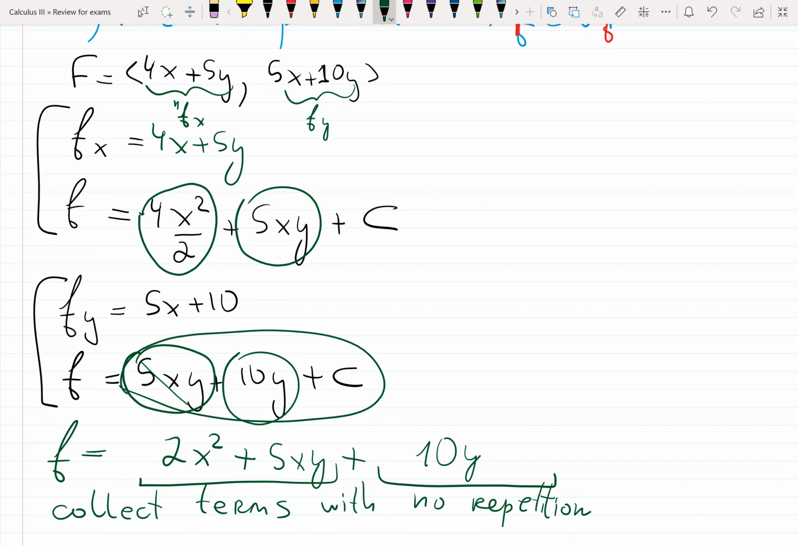Squared over 2. But that's a different topic that I just messed up. The idea is how you collect them. Yeah, I just noticed, for 10y I lost the y, so it will be y squared over 2, which is 5y squared. But the point is to collect with no repetition. I think you do it in a way that is too complicated.